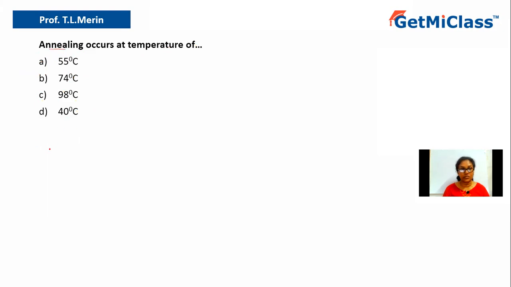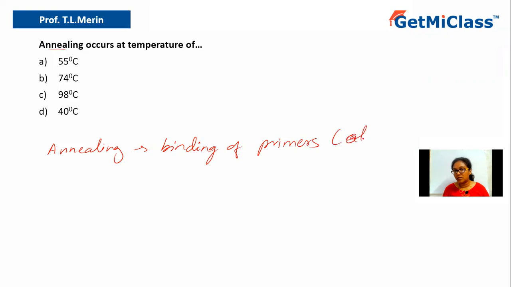So first of all, we should know what is annealing. Annealing is nothing but binding of primers. This is seen especially during PCR, that is polymerase chain reaction. We see this process which is called annealing. So what is usually annealing? Annealing is nothing but binding of primers, or you can also call it oligos.